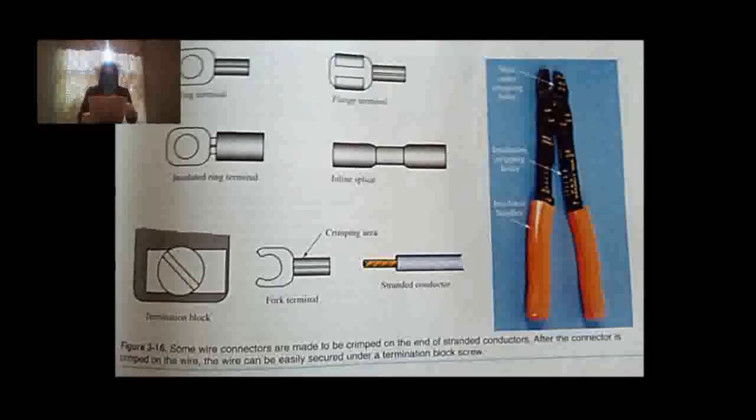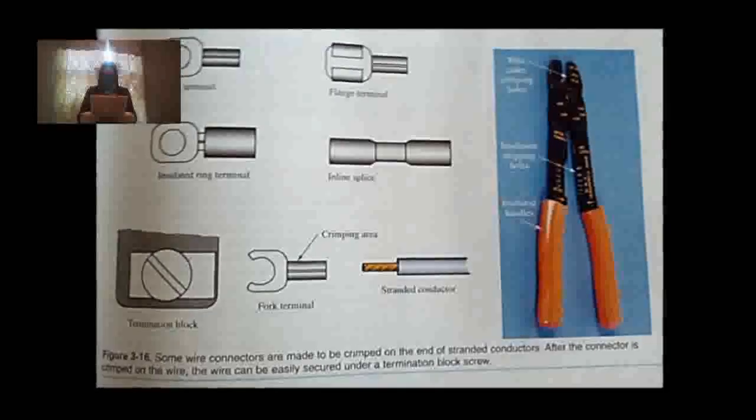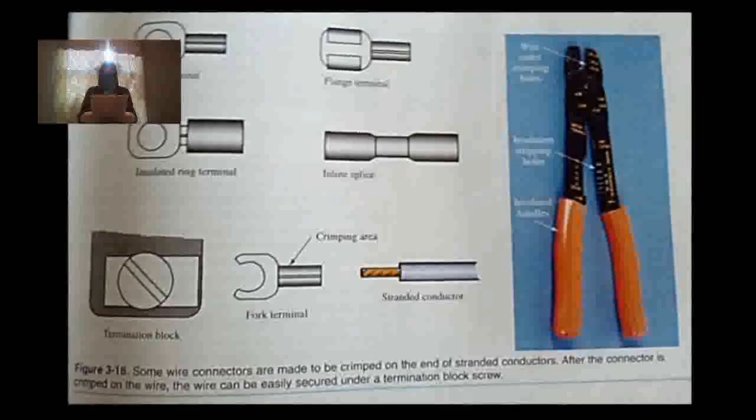Connectors. There are many types of connectors used with electrical conductors. The type of connection used varies according to the type and size of the conductors, the purpose served by the connection, and the type of device to be connected. Figure 3-16 shows many common types of connectors.